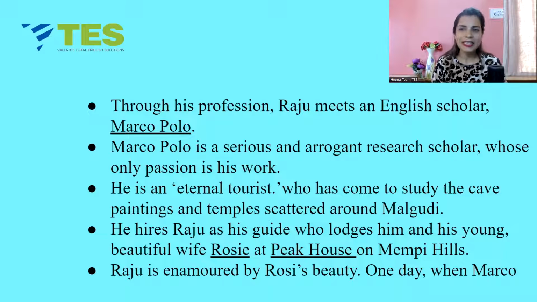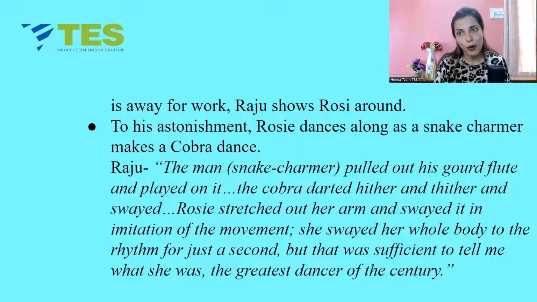Okay, Raju instantly is enamored by Rosie's beauty, captivated. He literally has a shine in his eyes when he looks at Rosie. And one day something very beautiful happens. What happens? One day when Marco is away for work, Raju shows Rosie around. To his astonishment, Rosie dances along as the snake charmer makes a cobra dance.